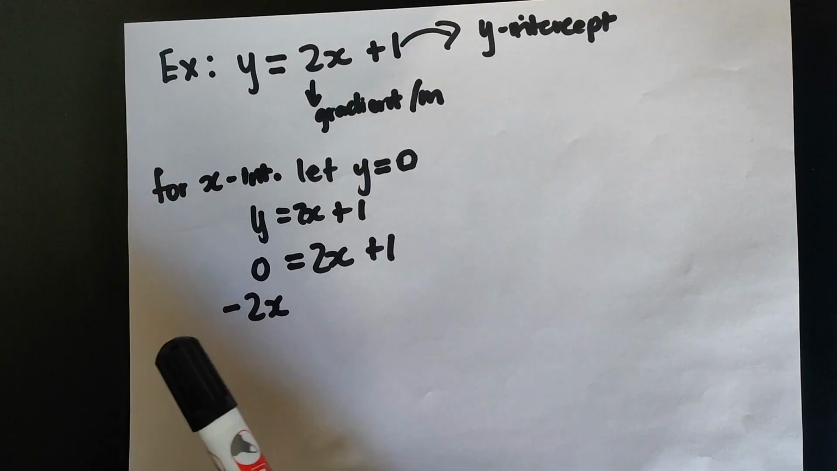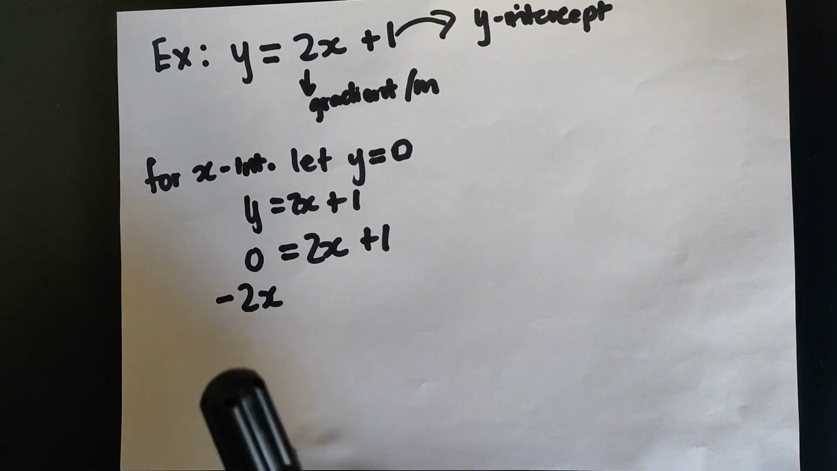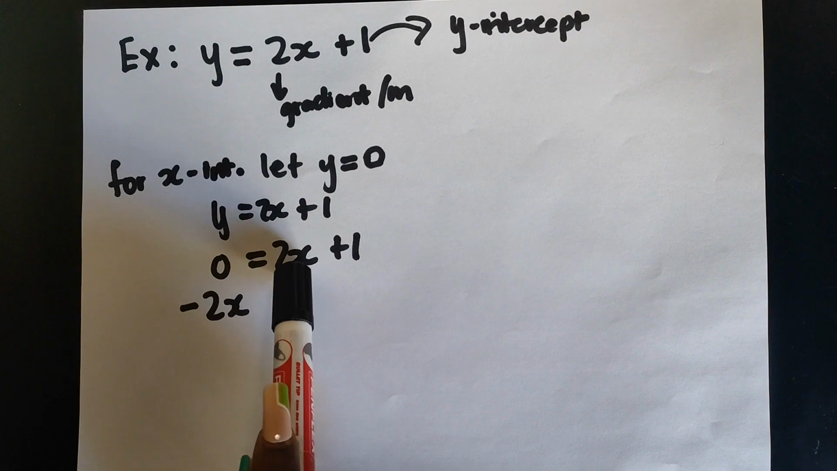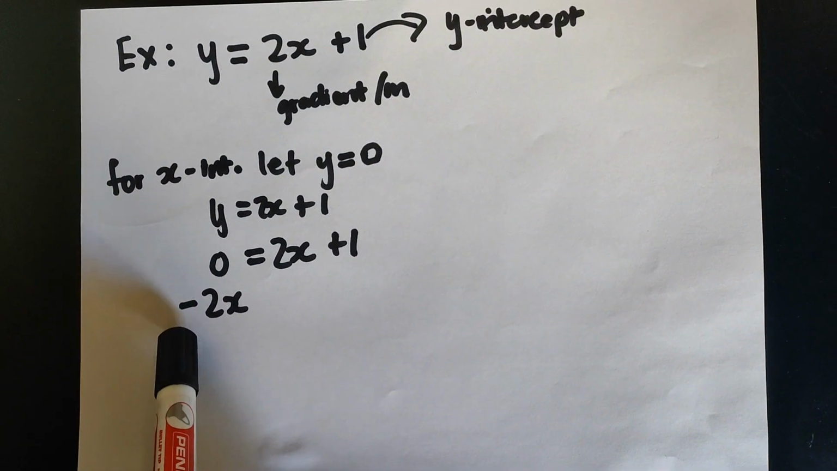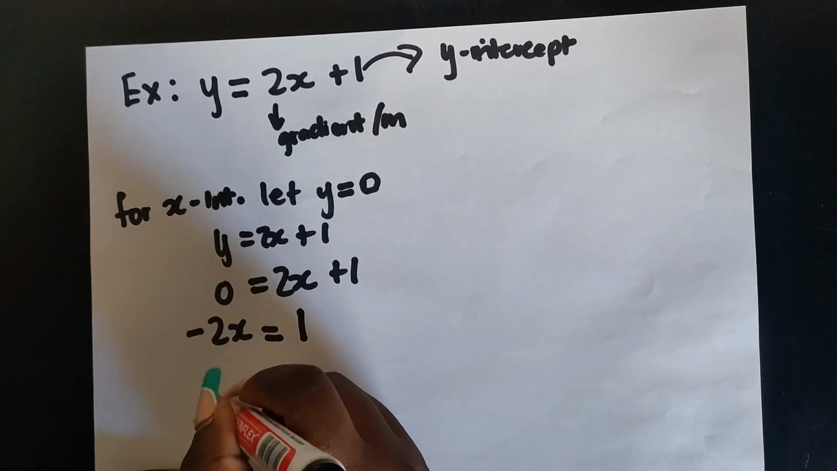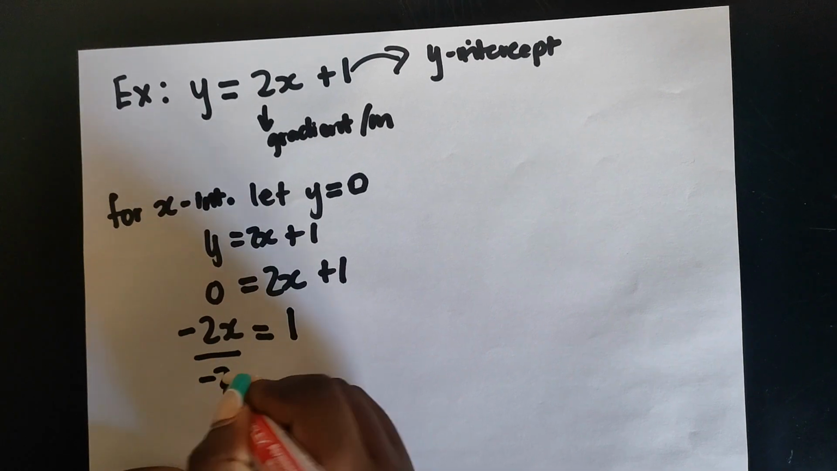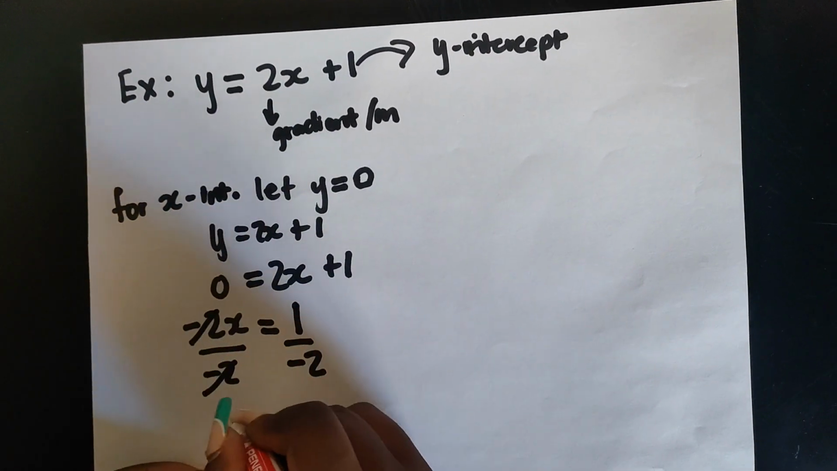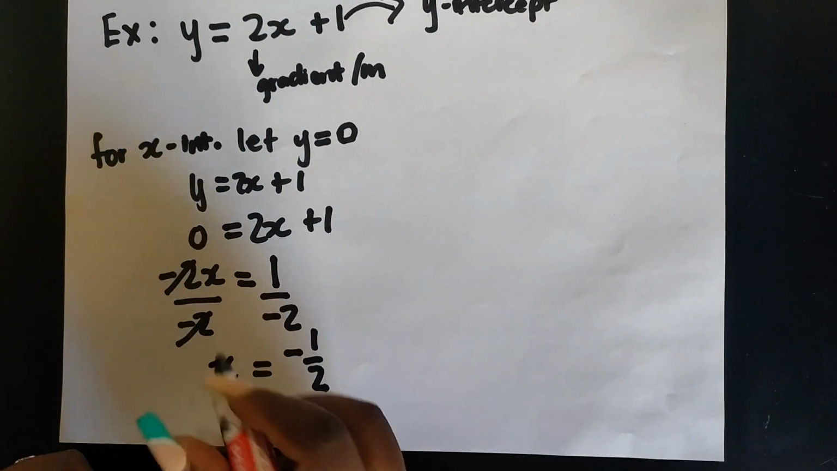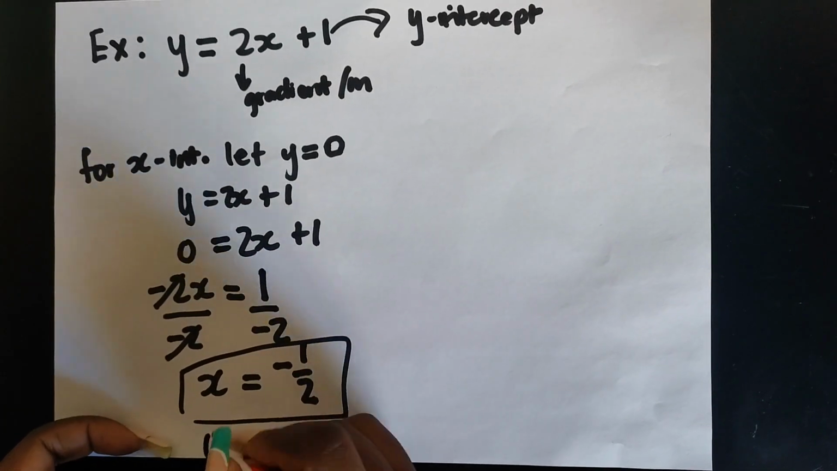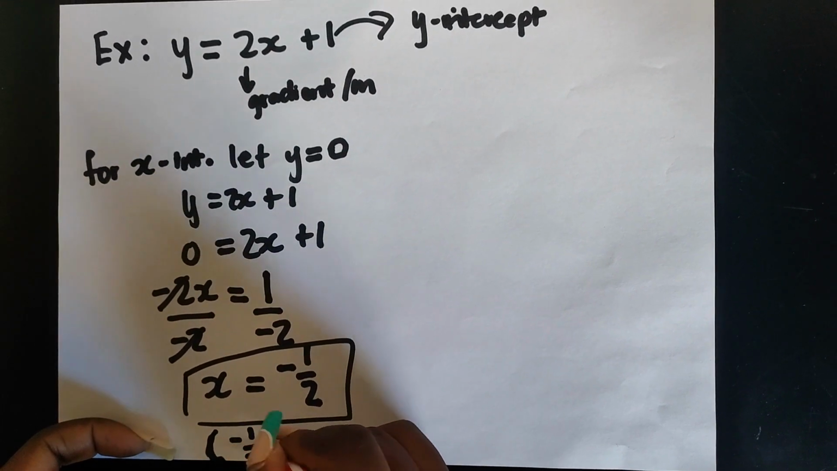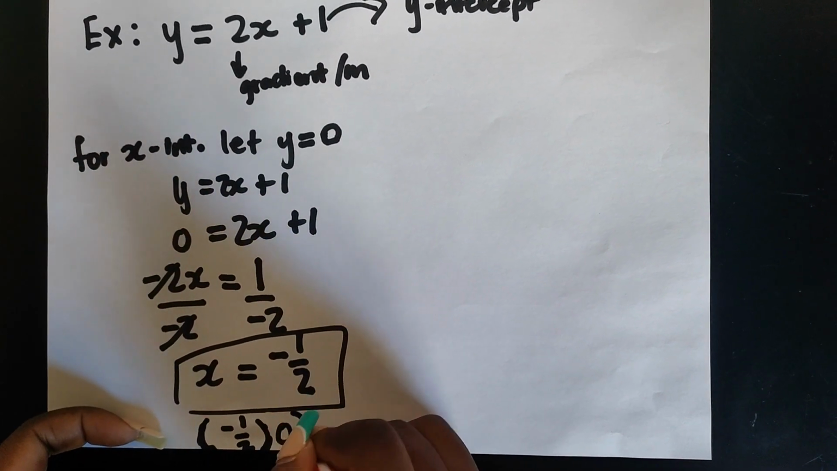If you don't know how to solve linear equations, we have a video that we'll link in the description box. So we transpose the 2x to the left hand side, so the sign changes to negative 2x, and on the right hand side we're left with positive 1. Then we divide both sides by negative 2, so x is negative 1 over 2. That is our x-intercept, meaning this graph is going to cut the x-axis where x is negative 1 over 2 and y is 0. So there's our first point.